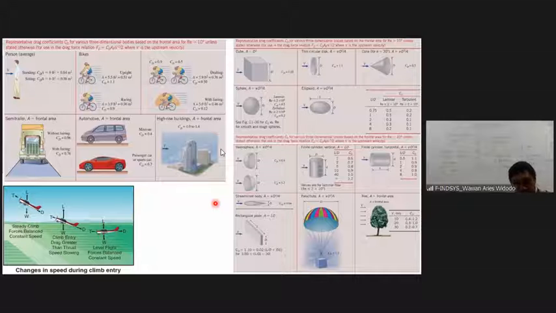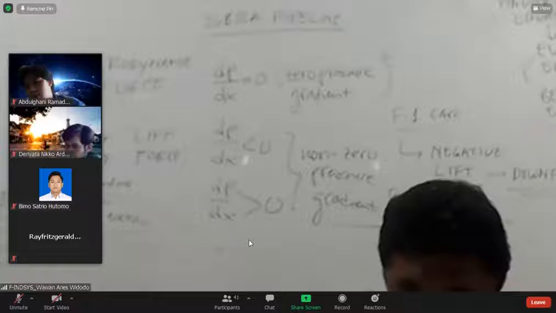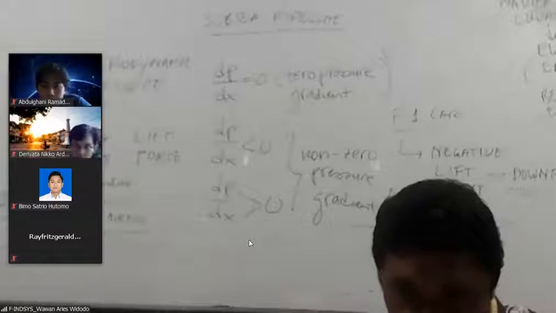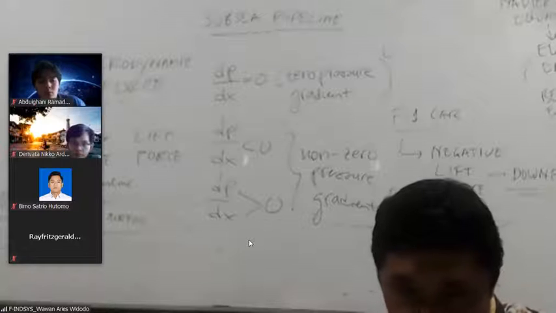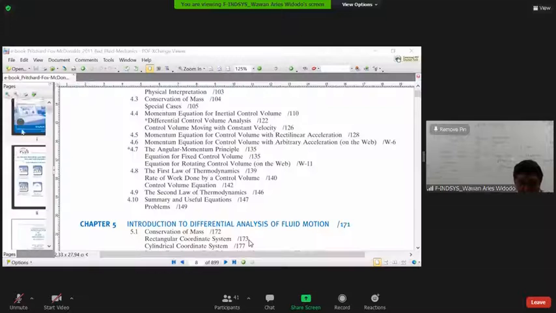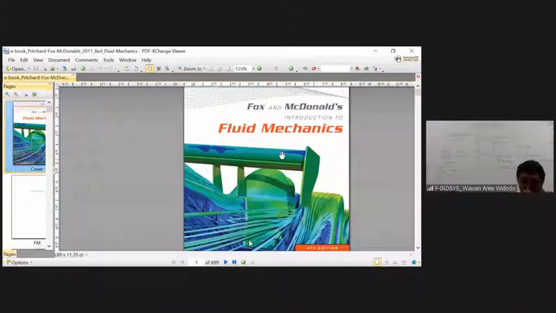Okay, this book is the same as the one for Fluid Mechanics 1. This is the book by Fox and McDonald. Actually, we have other books too. There are many books that give the same course material regarding fluid mechanics.